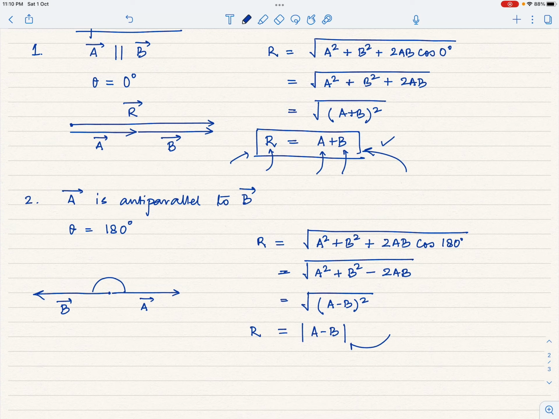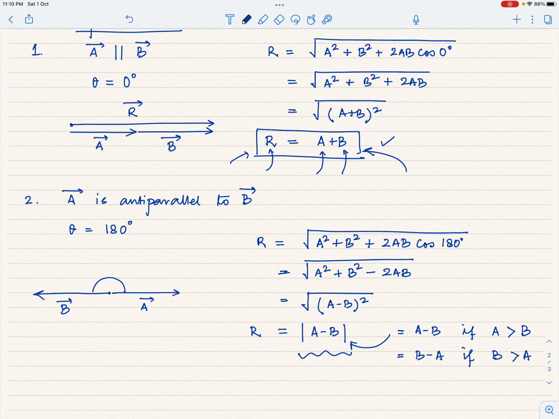What is the meaning of this modulus sign here? The modulus sign means that the value of R will be a minus b if a is greater than b, that is, if the magnitude of vector a is greater than the magnitude of vector b, and it will be b minus a if b is greater than a. Which basically means that this quantity that you get should be a positive value. The magnitude of a vector can never be negative, a length can never be negative. So you should always take a positive value, and accordingly you have to change this expression.